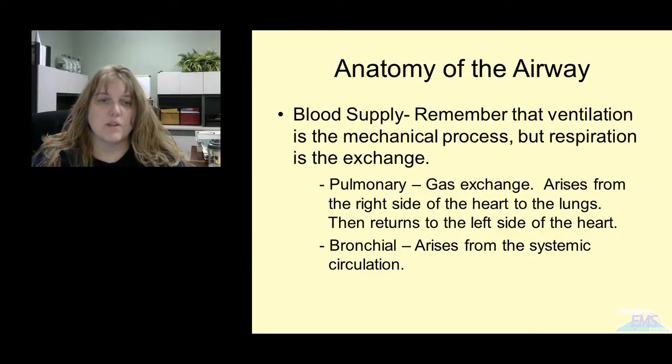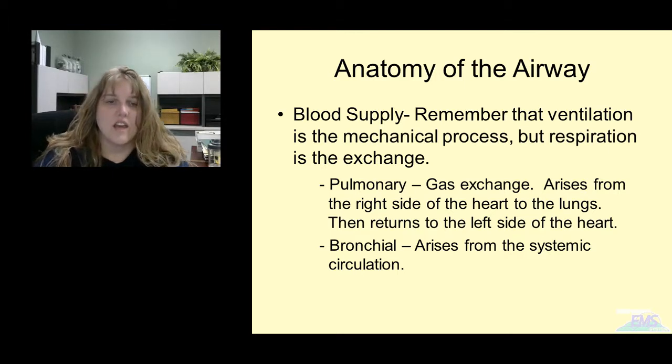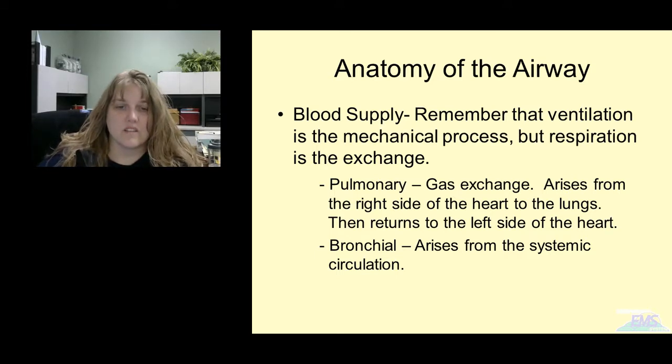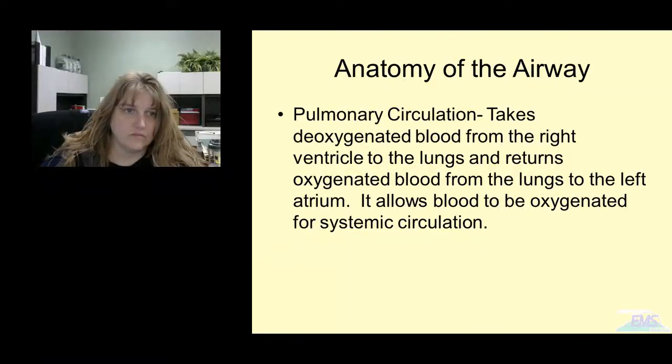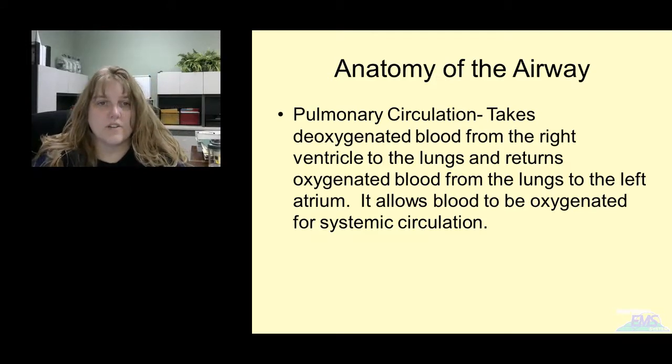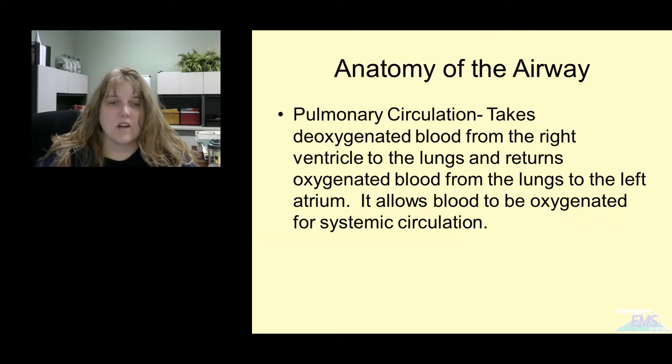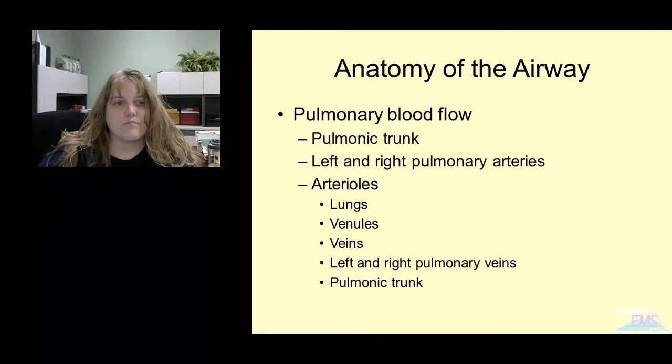So with the blood supply, remember your ventilation is the mechanical process, respiration is the actual gas exchange. So we talk about pulmonary gas exchange. This arises from the right side of the heart to the lungs and then returns that oxygenated blood to the left side of the heart. And you have bronchial, which arises from the systemic circulation. And your pulmonary circulation is taking that deoxygenated blood from the right ventricle, it's picking up the oxygen in the lungs, and it's taking it to the left atrium, and that allows blood to be oxygenated for systemic circulation.